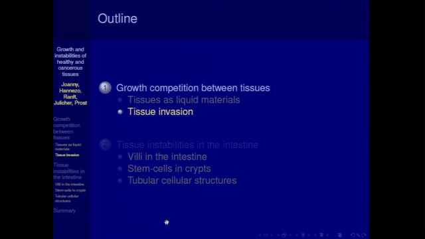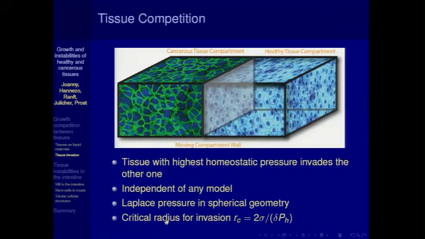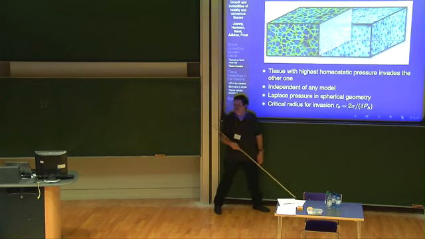So let me go to tissue invasion. I will use the ideas that I told you. The tissues are liquids, and they have this pressure. The cell division rate decreases with pressure, and the cell death rate increases with pressure. The problem I'm interested in is: I take 2 tissues, which don't have the same properties, and I put them in a box, and they can exchange whatever they want with the exterior. They exchange water, nutrients, growth factors, everything. And then what I want to see is which tissue invades the other one.